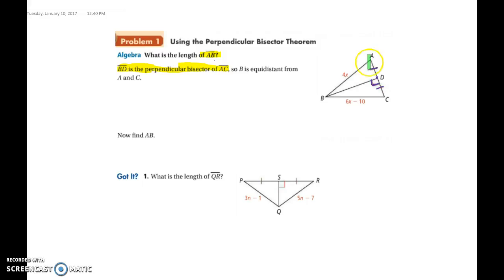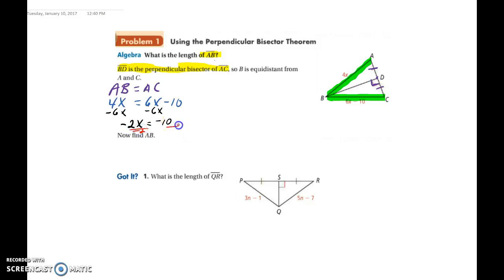So since it is, we know that the distance from A to B and from C to B have to be exactly the same, because once it's on its perpendicular bisector, it's the same distance to the two endpoints. So that means that AB is equal to CB. And then we just solve. We can plug in 4x for AB, and 6x minus 10 for the other, and now we just keep solving. We subtract over 6x, so negative 2x is equal to negative 10. Then we divide each side by negative 2, and we get that x is equal to 5.